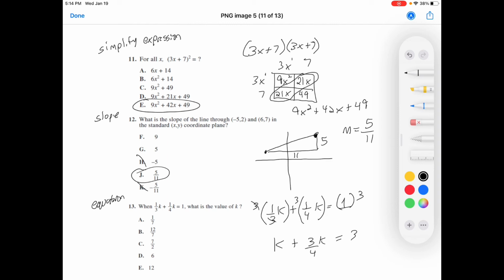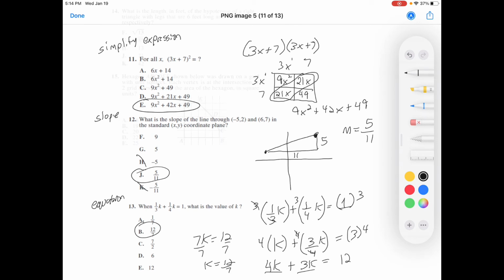Now let's do the same thing, but let's get rid of that 4. And so we can multiply every term by 4. So multiply by 4, multiply by 4, multiply by 4. And so we get 4k plus, these 4's cancel out, 3k equals 12. 4k plus 3k equals 12. Now that was a lot easier to do. Combine these terms. So that gives me 7k equals 12. Solve for k, divide by 7, divide by 7. k equals 12 over 7.